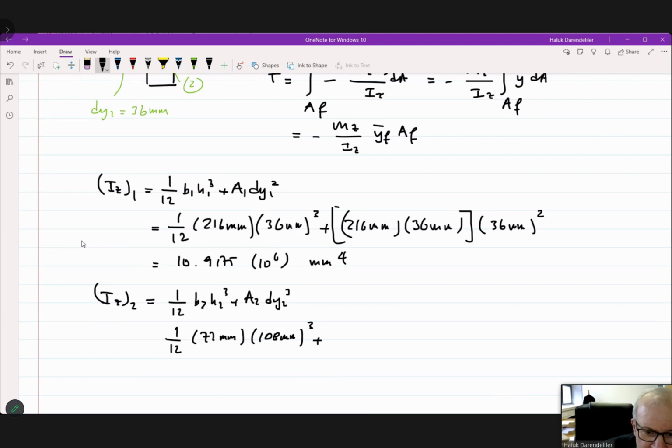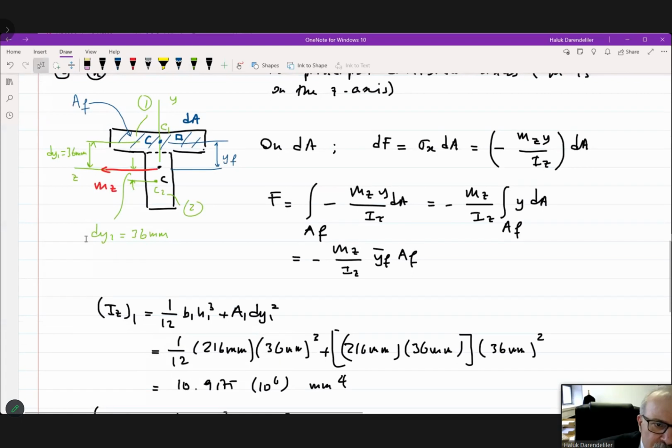Plus the area is clear: 72 millimeters times 108 millimeters. Now I'm going to multiply it with the distance between these centroids. If you look at my figure, what is that distance? 36, yes. So this is the distance between two parallel axes. One is passing through the second area centroid, the other one is the overall centroid. So it is 36 millimeters.